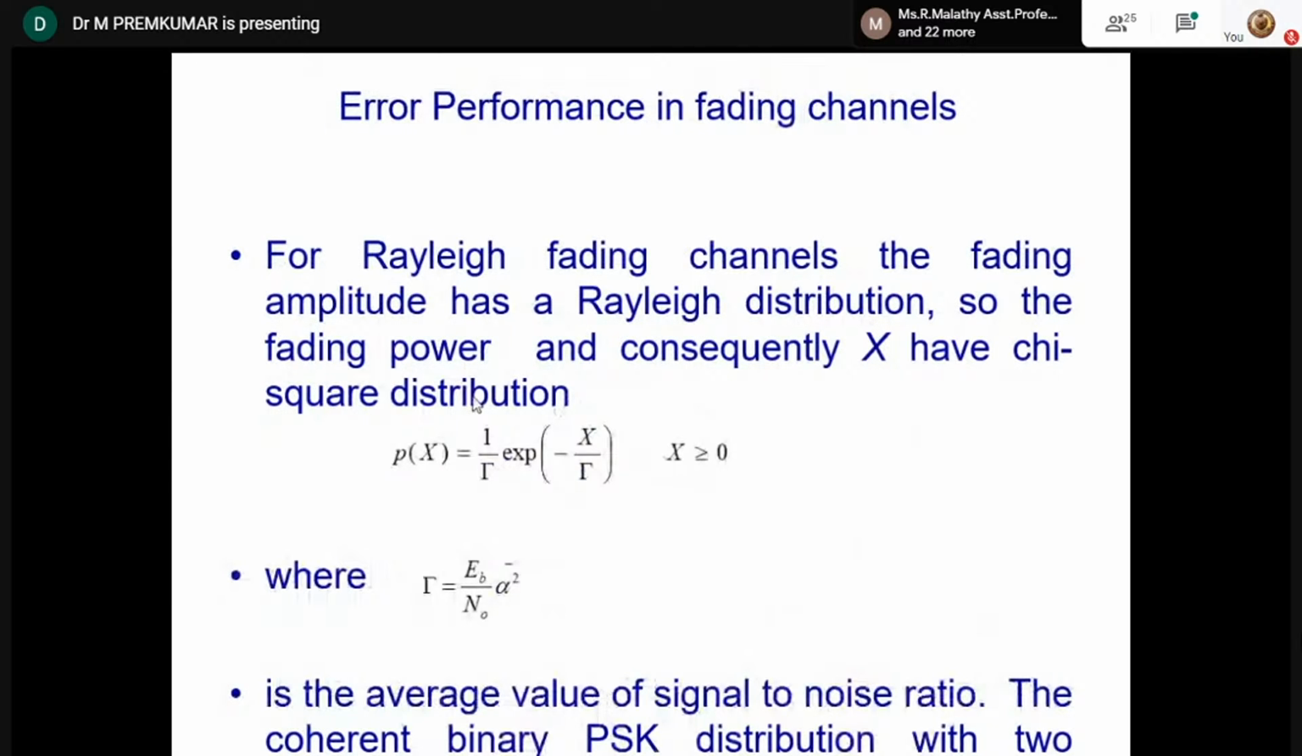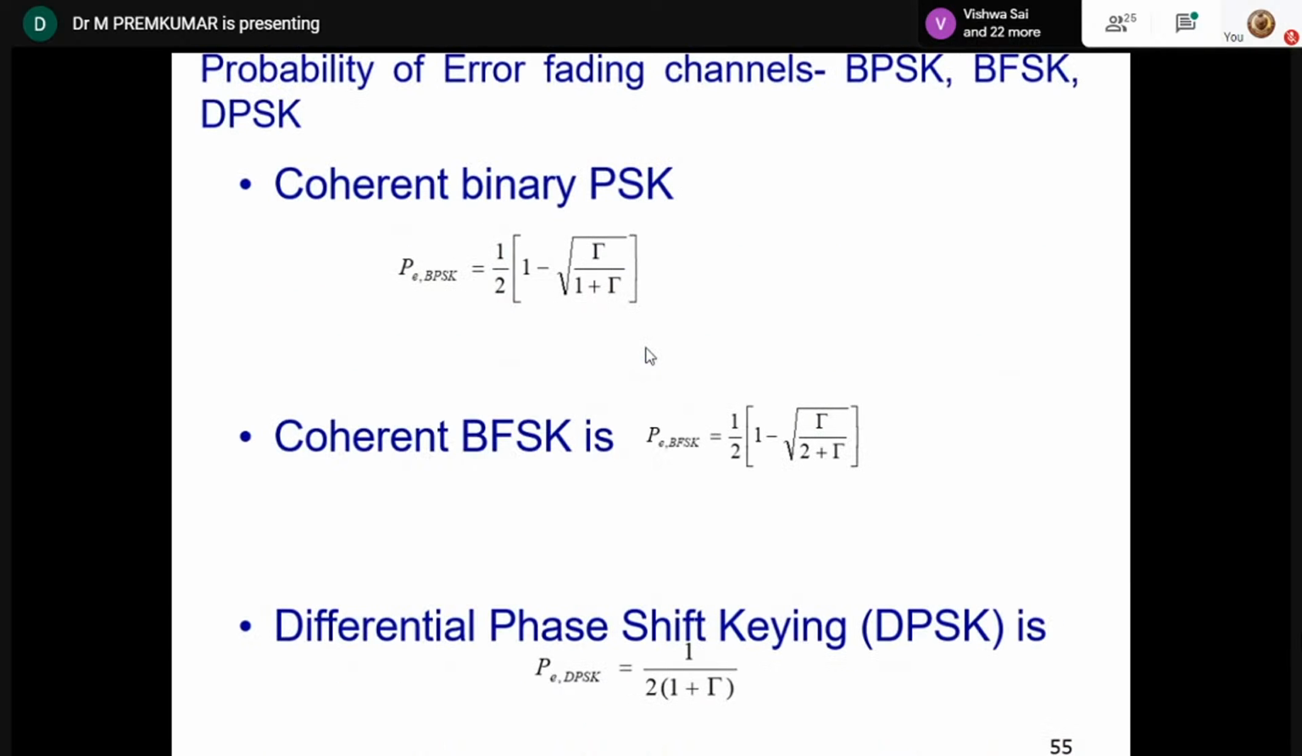This is the probability density function for any particular Rayleigh fading channel. You will have the average signal to noise ratio, Eb by N0. Alpha square is nothing but the magnitude, so the instantaneous signal to noise ratio and the average signal to noise ratio. You have to calculate the signal to noise ratio at all the possible time instants. So gamma is the average signal to noise ratio.